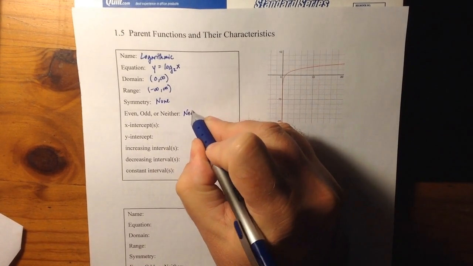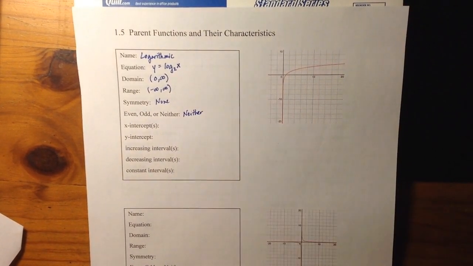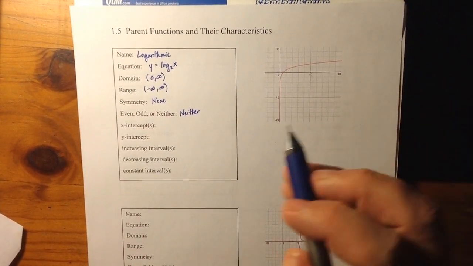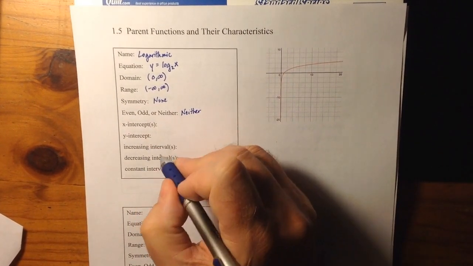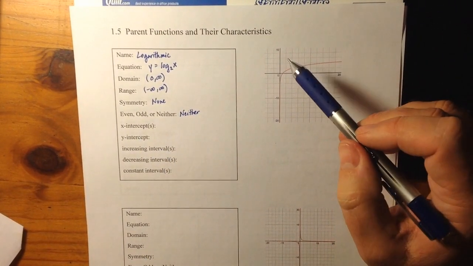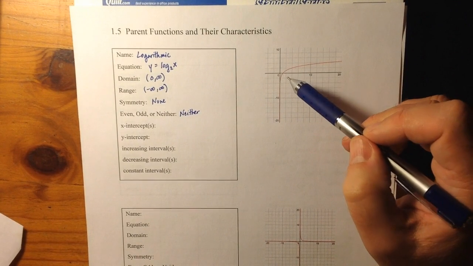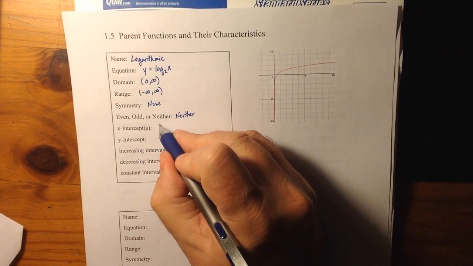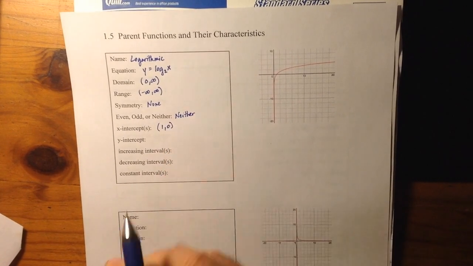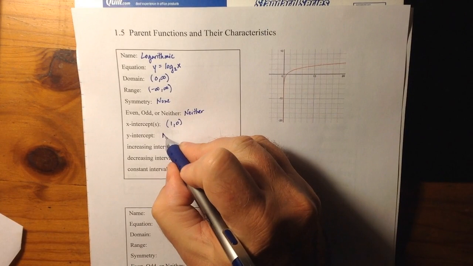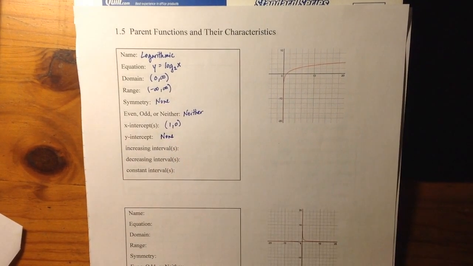So it is neither even nor odd. It is always increasing. It increases at different rates. But I'm sorry, let's do the intercept first. So it crosses the x-axis at 1, so (1, 0). And since it never hits the y-axis, there is no y-intercept.